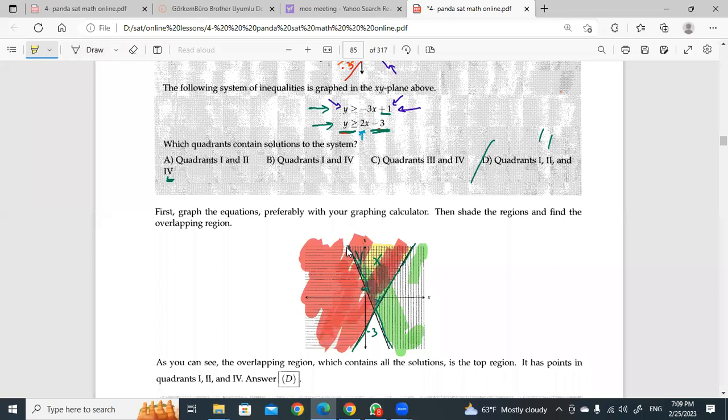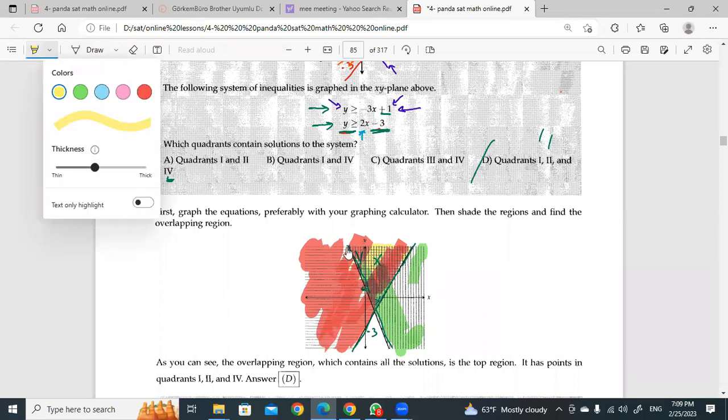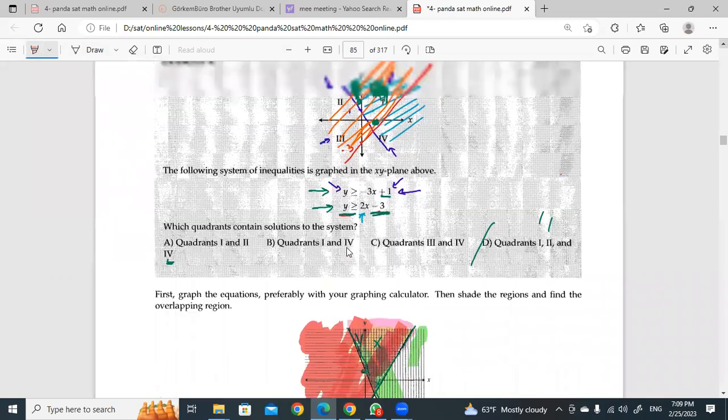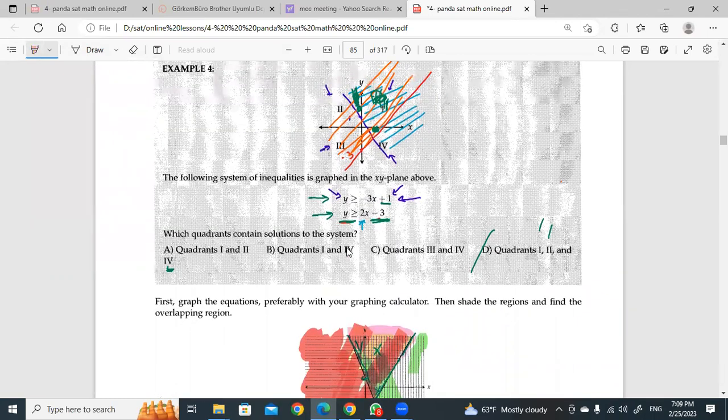But what does the question ask? He is asking for the solution, where the solution will be. What quadrant will be the solution? I have 4 quadrants. The first, the second, the third and the fourth. He is asking me, the solution will be at what quadrant?